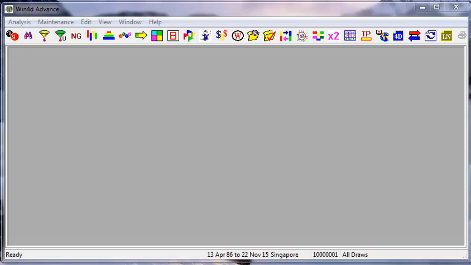Now, we do have a lot of our users who come back and share with us their personal experience, what they feel about the software, before the use of Win4D Advanced and after the use of Win4D Advanced. To many of them, before the use of Win4D Advanced, to win is something beyond their catch. They know it's tough.